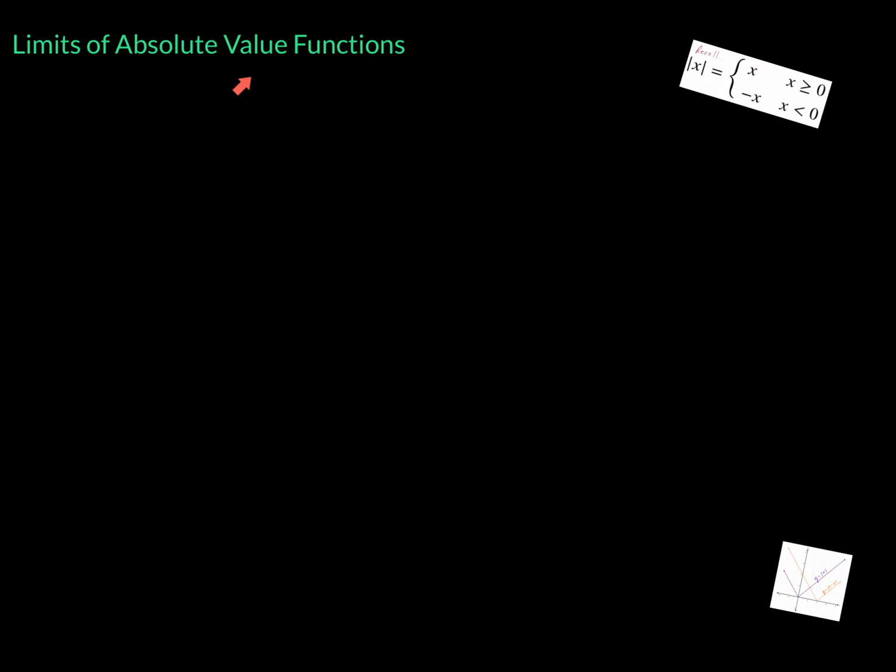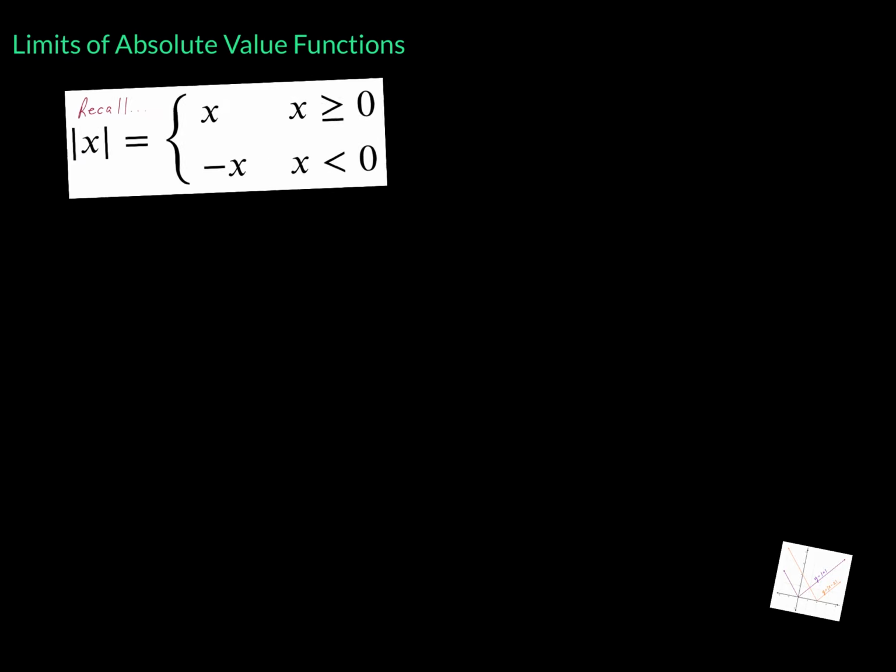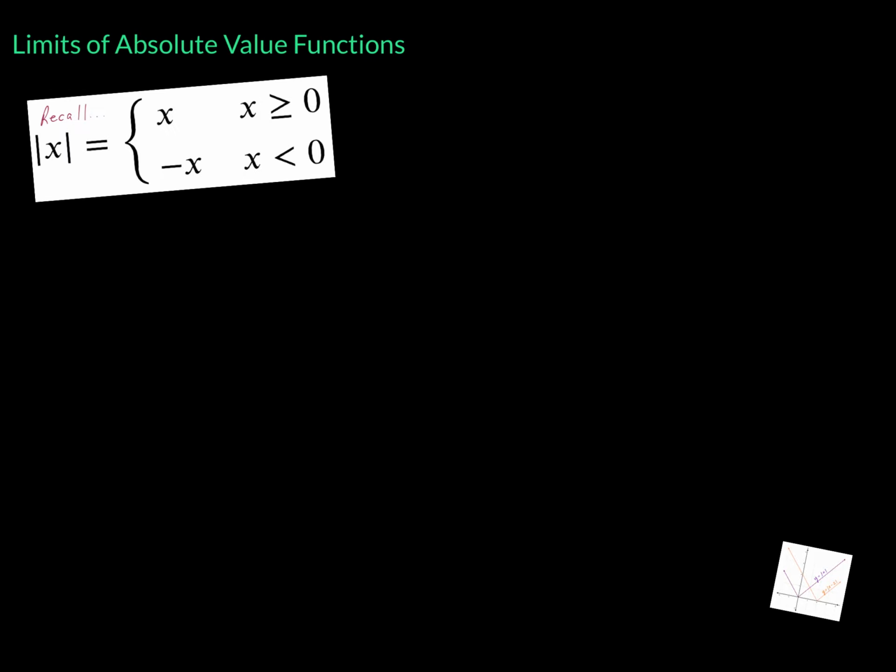Limits of absolute value functions now. We have talked about this one, and how the absolute value of x sometimes is x, and sometimes it's negative x. It's positive x when x is greater than or equal to 0, and it's negative x when, well, this should make sense. It's pretty straightforward.